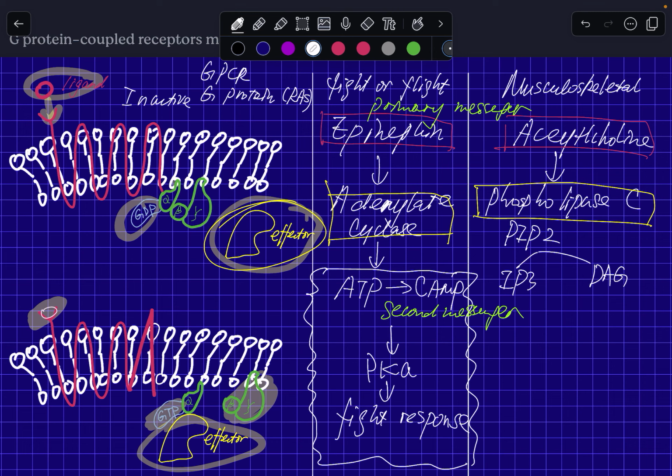The other one on the way is that IP3 will bind to and activate the calcium transporter on the ER, okay? That releases calcium from inside of the ER into the cytosol. And then together, calcium and DAG are going to activate PKC, which is protein kinase C, right? So here, I have three second messengers: IP3, DAG, and calcium, okay? And then cAMP is the second messenger in my first case.